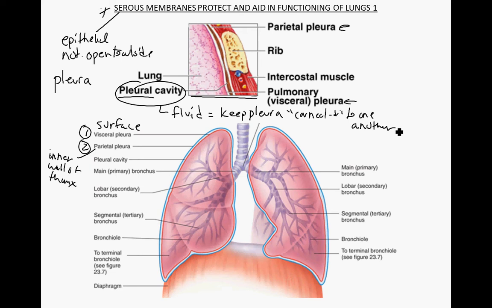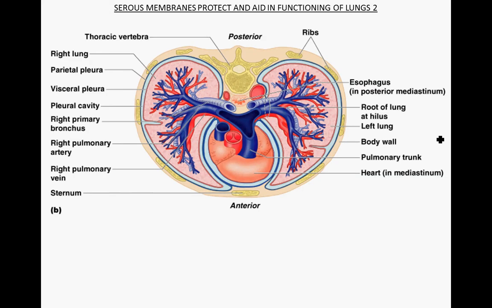And so this pleural fluid here, it's not much, it's a couple milliliters total, is enough to keep the lung from collapsing in on itself. And in class we'll do some demonstrations about how that actually works. But you need to be able to identify the visceral pleura and the parietal pleura in a diagram this way, as well as one this way, showing it in cross-section.